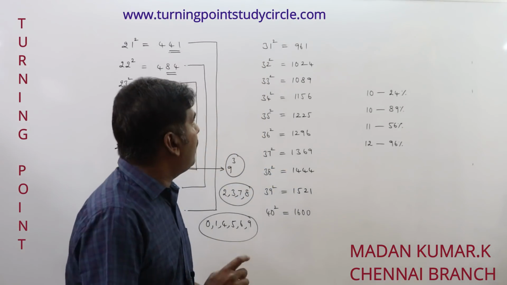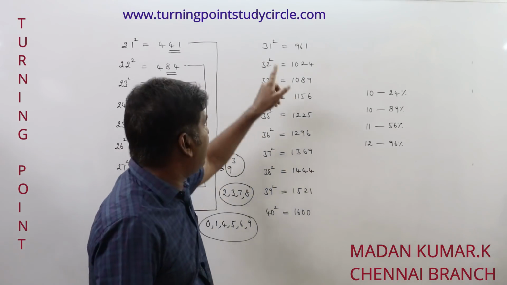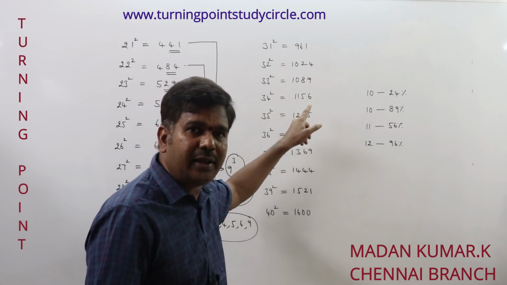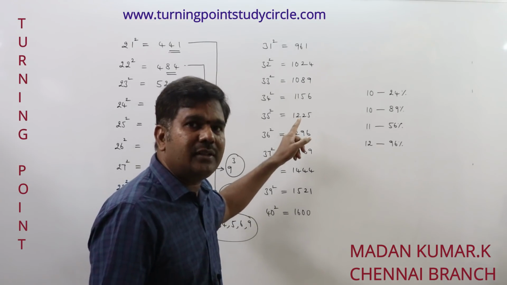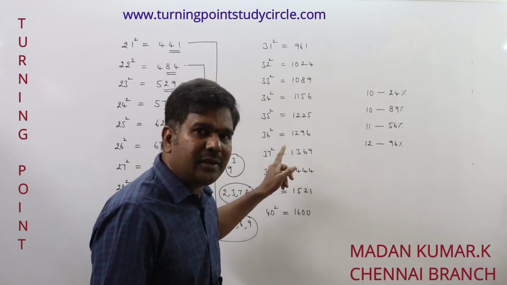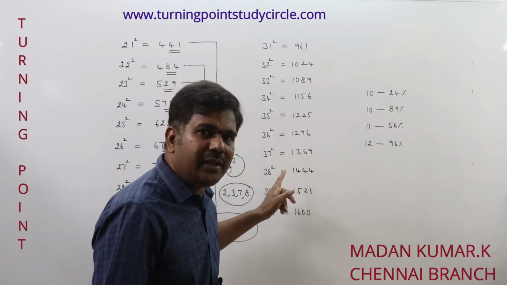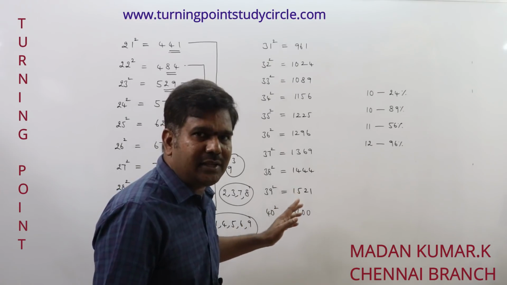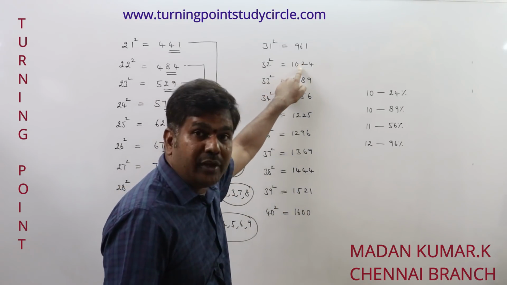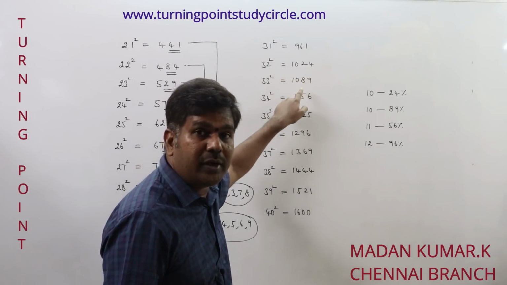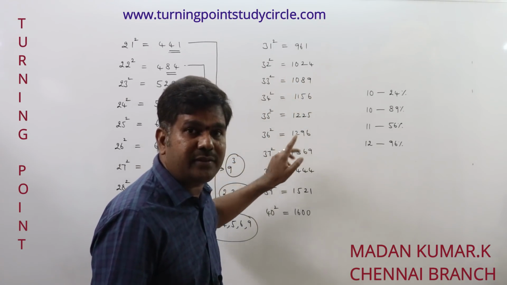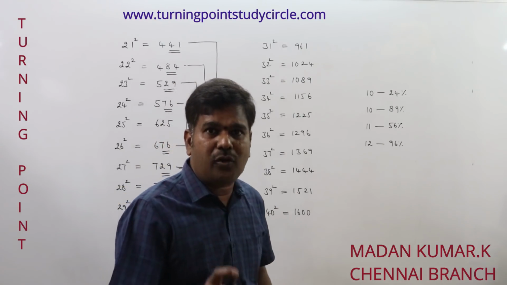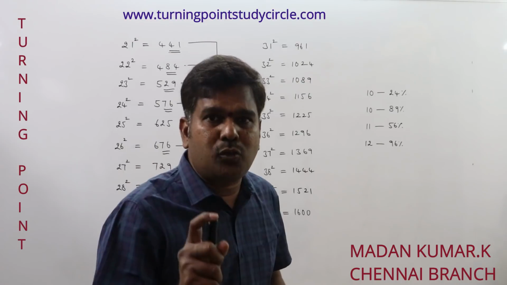So clear? Now can we repeat? 31 square is 961, 32 square is 1024, 33 square is 1089, 34 square is 1156, 36 square 1296, 37 square 1369, 38 square 1444, 39 square 1521, 40 square is 1600. Always remember them as 1024, 1089, 1156, 1296.